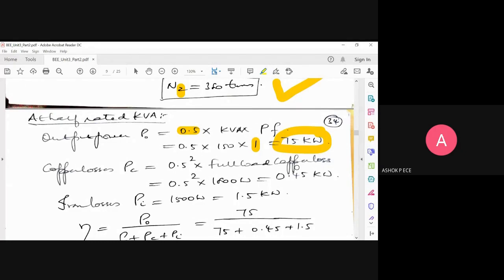And iron loss is going to be constant, so it will always be the same. So iron loss is 1.5 kilowatt, and iron loss will not change for any scenario.